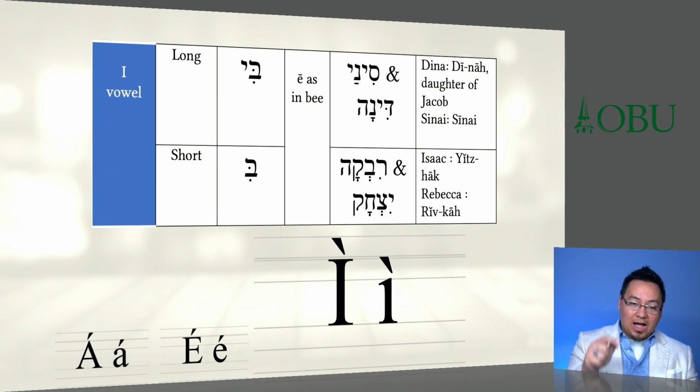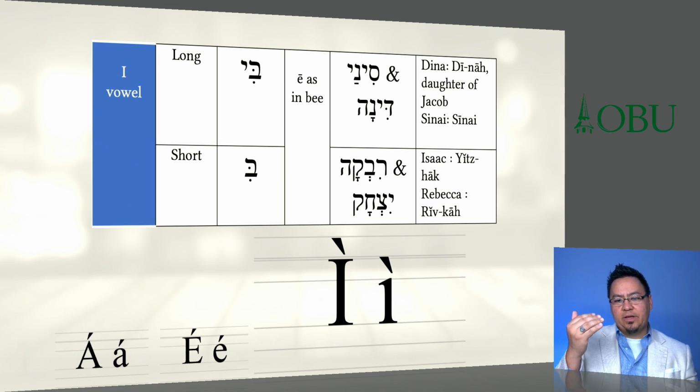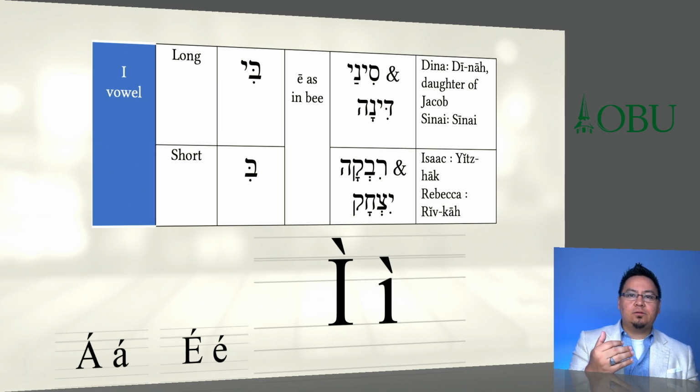The shorter I with the one dot down below, okay, is going to be more of a rapid use of it. So, for instance, we have Rebecca. Rebecca is very short. Rebecca, my wife's name. Okay. We also have Sadiq or Yitzhak, for instance. Yitzhak. It's a very short sound, and how we pronounce it.